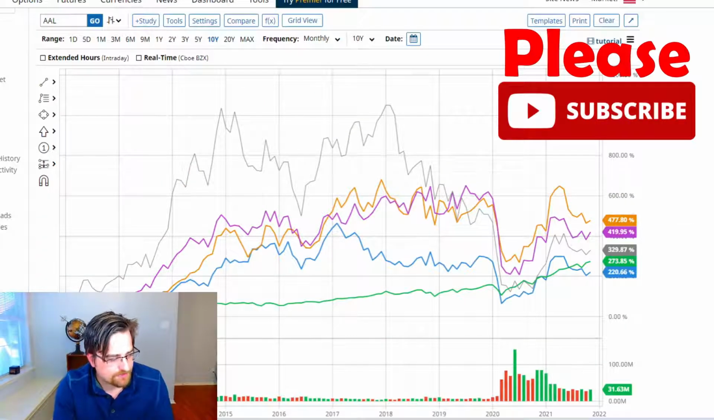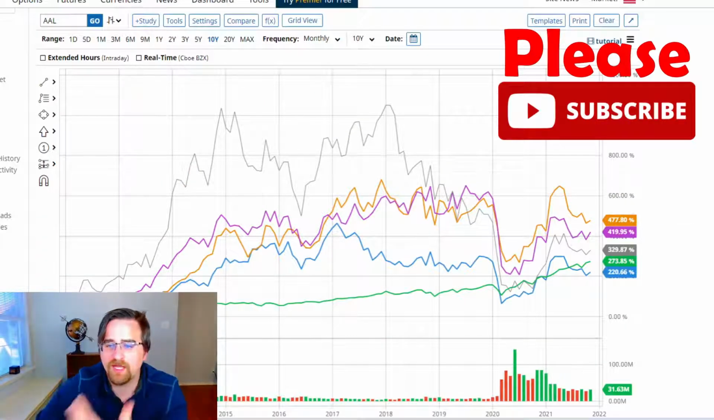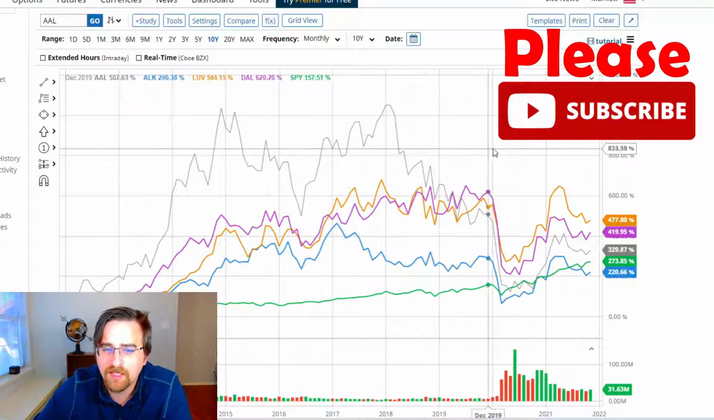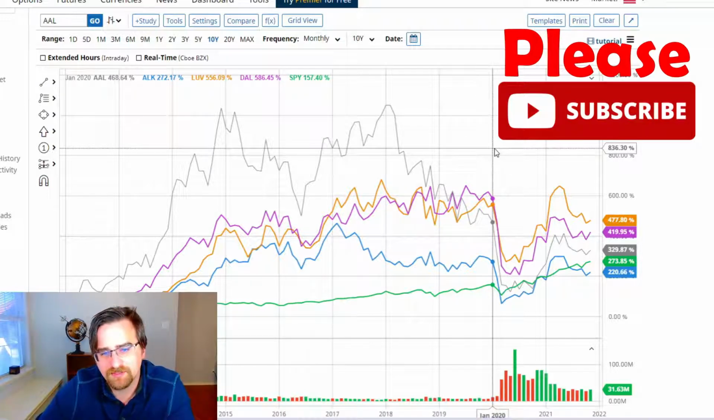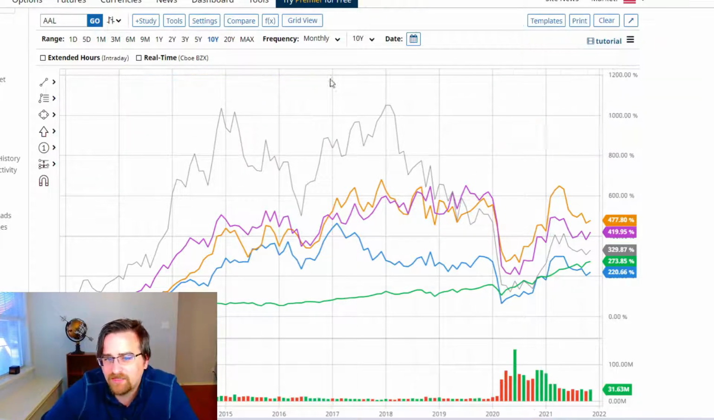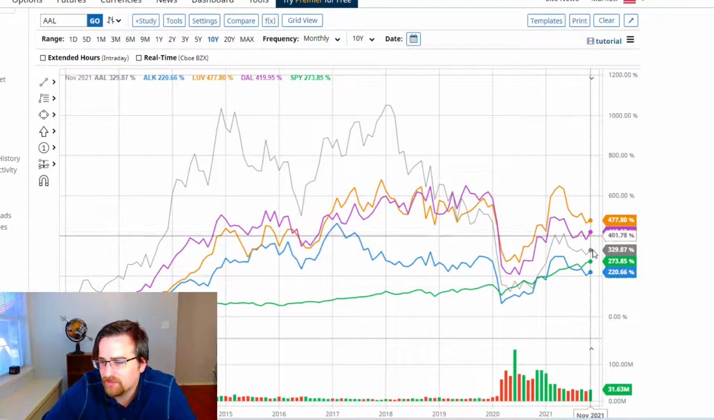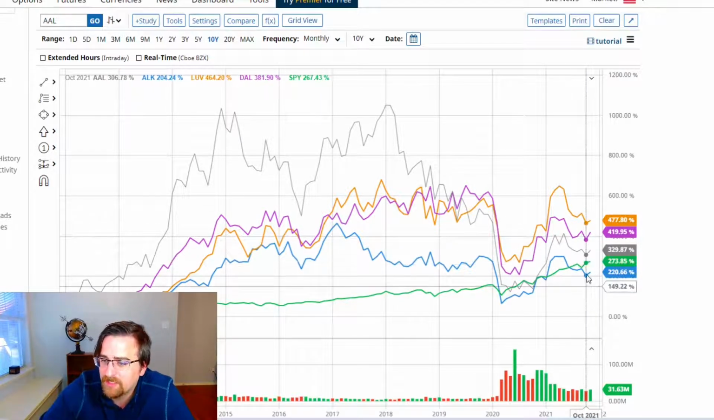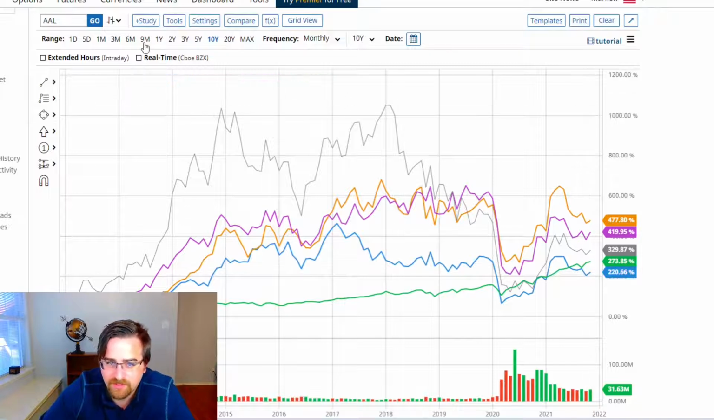Next, I like to do a price performance versus peers. So in this, I have American Airlines in gray, Alaska in blue, Southwest in gold, Delta in purple, and the S&P 500 Index, SPY, in green. At the 10-year mark, we can see that the majority of the airlines have, I would say, in a large way, outperformed the index, with only one slightly not beating the index.